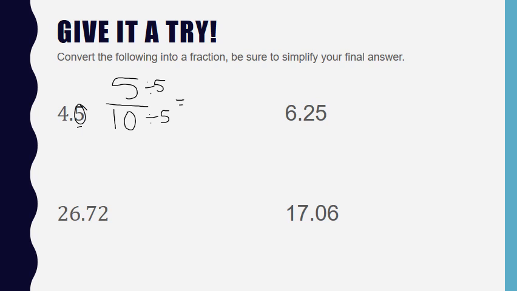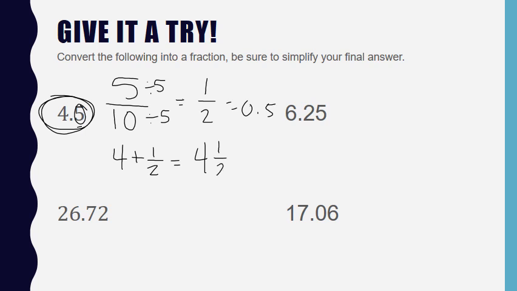5 divided by 5 is 1. 10 divided by 5 is 2. Since there's a 1 in my fraction, I can't simplify anymore. It's tempting to think our answer is 1/2, but this is equal to 0.5. I want to know what's 4.5. So I need to add back in my 4 to my 1/2 and get 4 and 1/2.